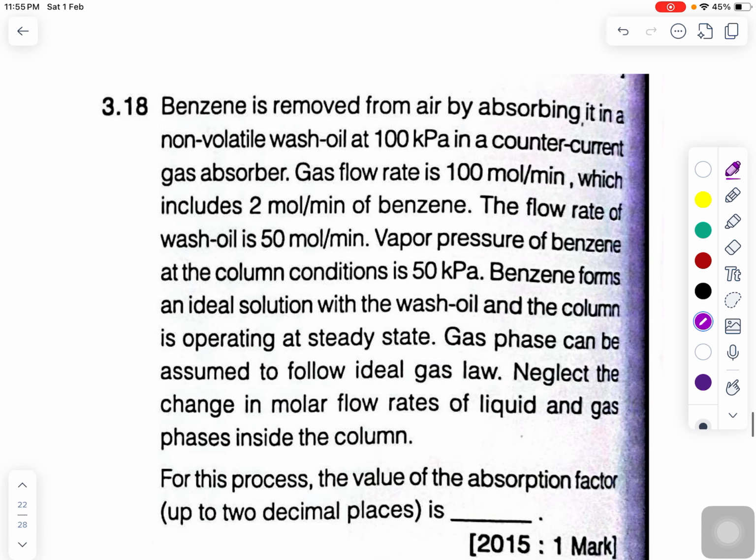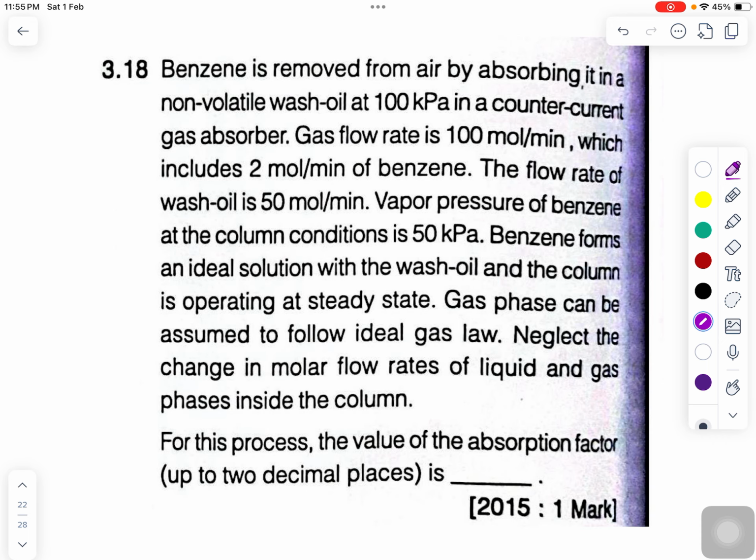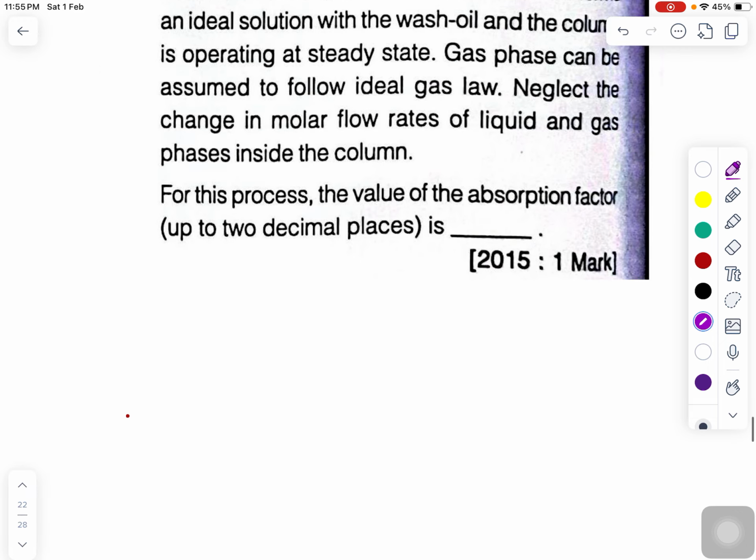Moving towards the next problem. Again, this is a good question asked in 2015. So this question says that benzene is removed from air by absorbing it in a non-volatile wash liquid. The total pressure of the countercurrent absorber is 100 kilopascal. Gas flow rate is 100 mole per minute, which includes 2 mole per minute of benzene, right?